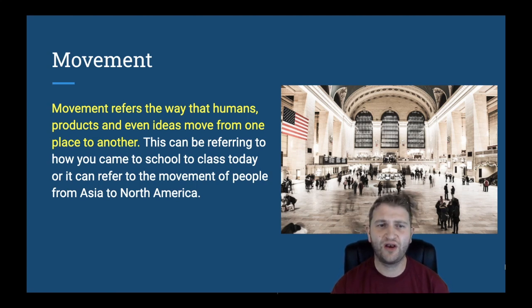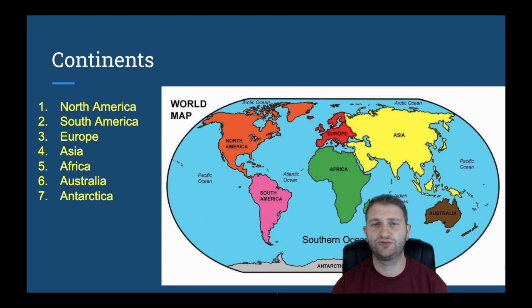Movement focuses on the way that humans and even ideas or products move from one place to another. When you come to school, you could be moving from one place to another. It could refer to the movement of people from Asia across the land bridge to North America. You could be talking about movement in terms of products. The computer that you're using was probably built in China and it traveled across the oceans to the US where you got it. So movement refers to how things just traverse this globe.